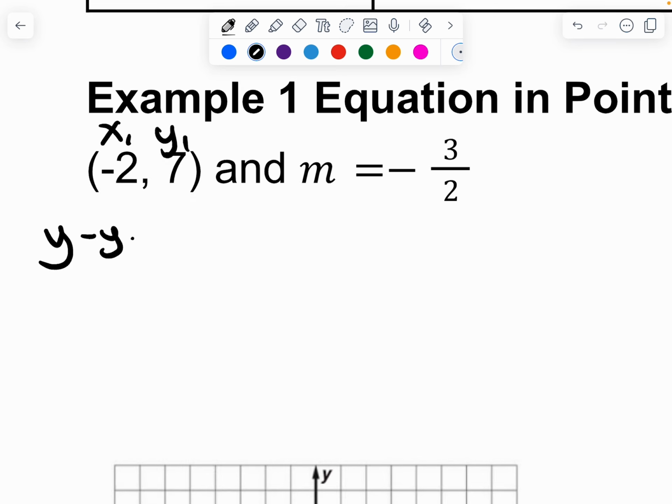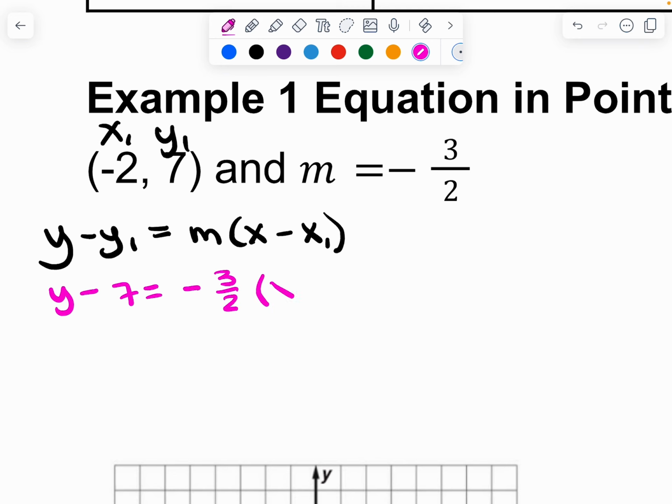So we're going to write this down. y minus y1 equals m times x minus x1. We're going to replace the y, which is 7, the m, which is negative 3 over 2, x minus a negative 2. And that is in point slope form.